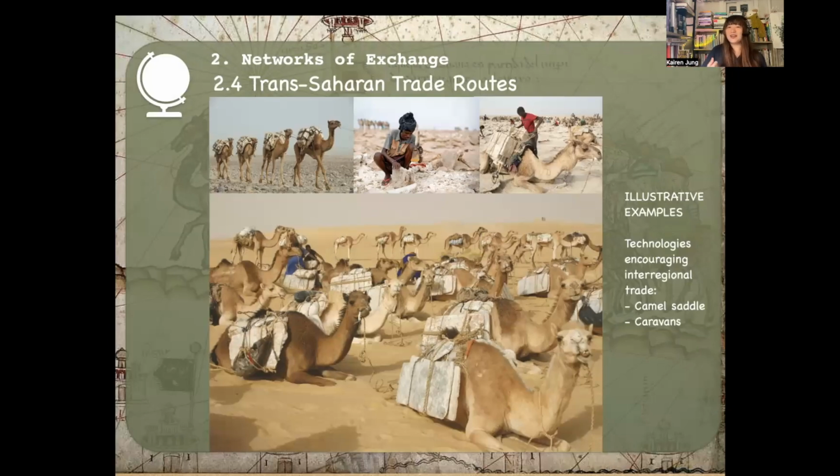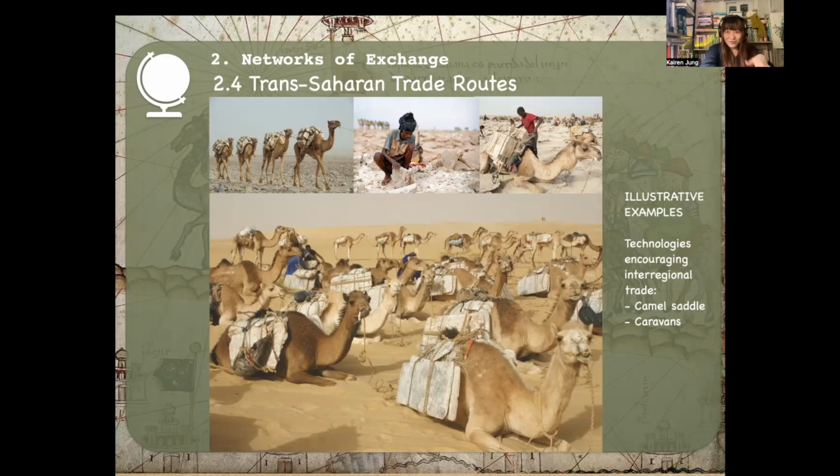So now let's look at the illustrative examples of technologies encouraging intra-regional trade, such as the camel saddle and the caravan. The trans-Saharan trade routes, which mainly traded in salt and gold, remember, across the Saharan desert. They used camels, and even to this day they use camels, and there's a lot of salt to be harvested from the areas that were once deep ocean seabeds way before the tectonic plates shifted. You have camel saddles being developed, enabling easier trade, and then you have caravans.